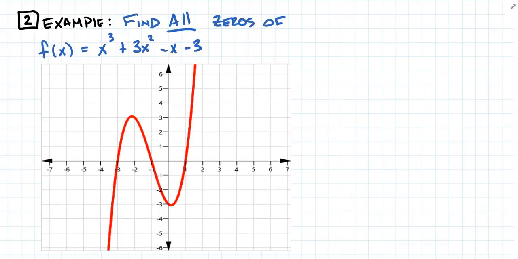Well, if I had to determine the zeros just from looking at the graph, I would say that there is one zero there, there's another zero there, and another zero there. So I would say the zeros are x equals negative 3, x equals negative 1, and x equals positive 1.